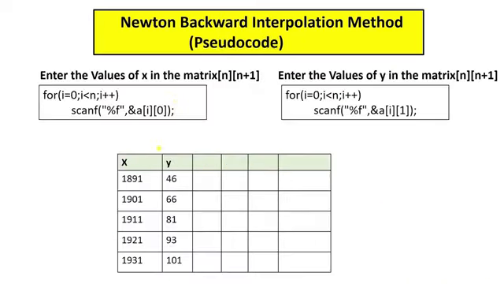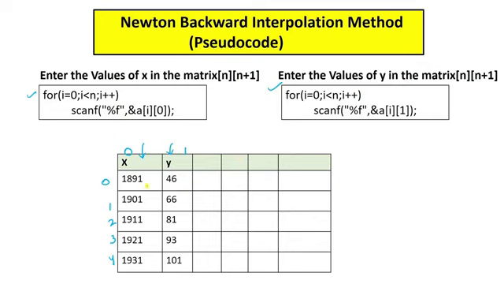So first thing, we have to enter these values of the x and these values of the y in our matrix. This is the zeroth column, this is the first, and this is the row number 0, 1, 2, 3 and 4. These loops are the same as we have seen in our Newton forward interpolation method, because values will be entered in the same way. There is no such difference.